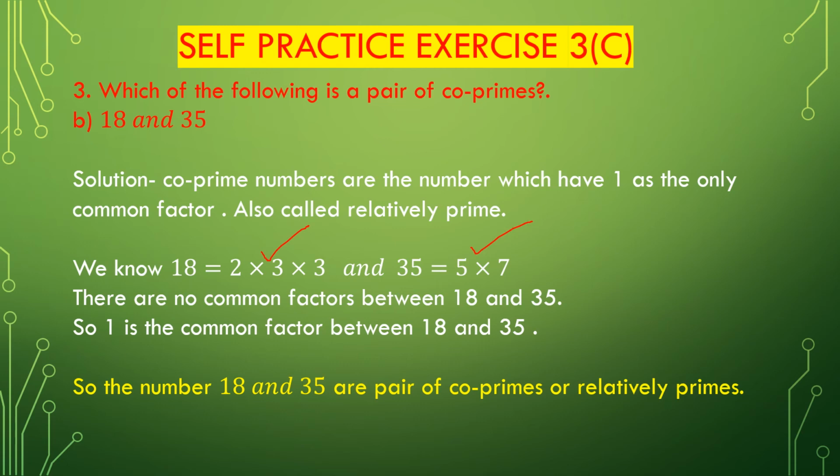Here the common factor between 18 and 35 is 1. As 18 and 35 have no common factors, the common factor between 18 and 35 is 1. 1 is the only common factor between 18 and 35. So the numbers 18 and 35 are a pair of co-primes or relatively prime. So 18 and 35 are co-prime numbers.